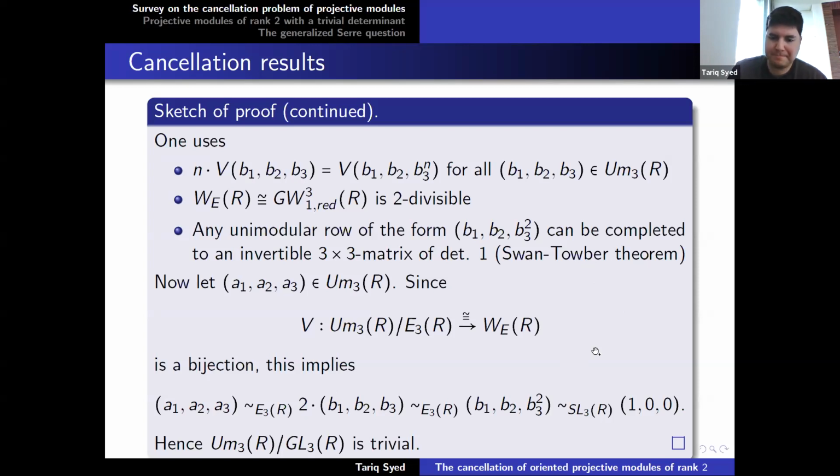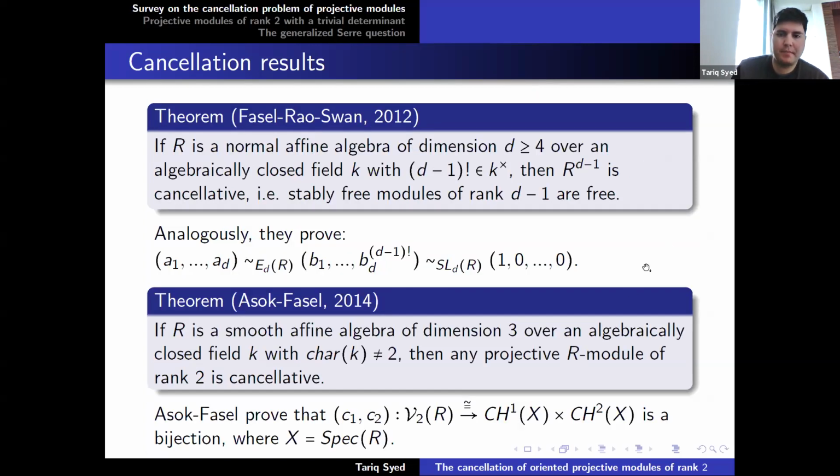Okay, thanks. Yeah. Okay. And then later in 2012, this result was extended to, well, all dimensions in a way. So the idea was exactly the same. So if R is a normal affine algebra of dimension d at least 4 over an algebraically closed field, such that (d-1)! is a unit, it's just a characteristic assumption, then the stably free module of rank d-1 is cancellative. That is, stably free modules of rank d-1 are free.